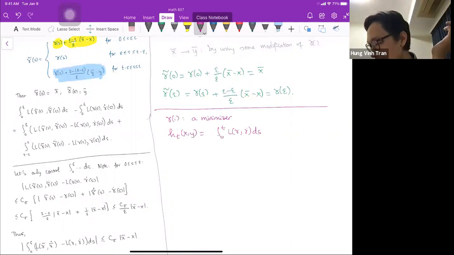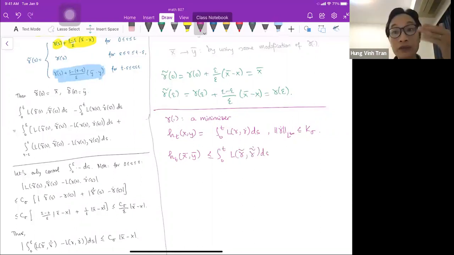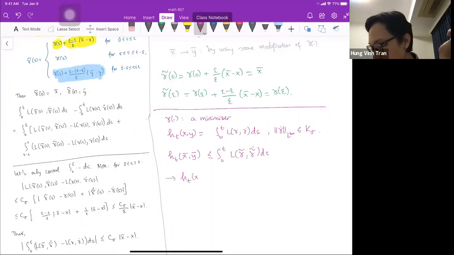And then I have gamma dot in L infinity bounded by K sigma. That's much better. And because I'm choosing gamma to be like that, I can control h t of x bar, y bar. This is less than or equal to the integral from 0 to t of L of gamma tilde dot ds. So from this one, we can see that we can control h t of x bar, y bar minus h t of x y, which is less than or equal to just the difference of the action functional, right?